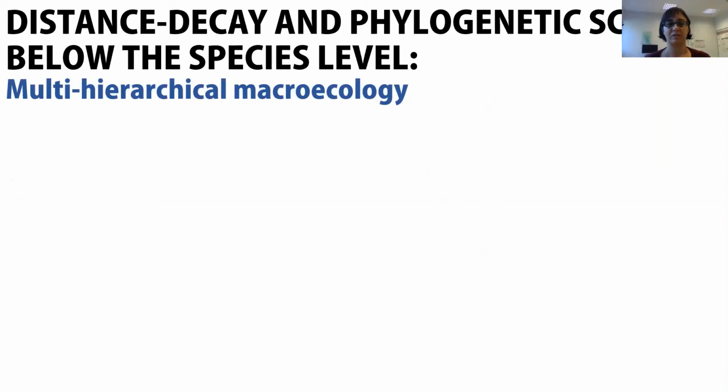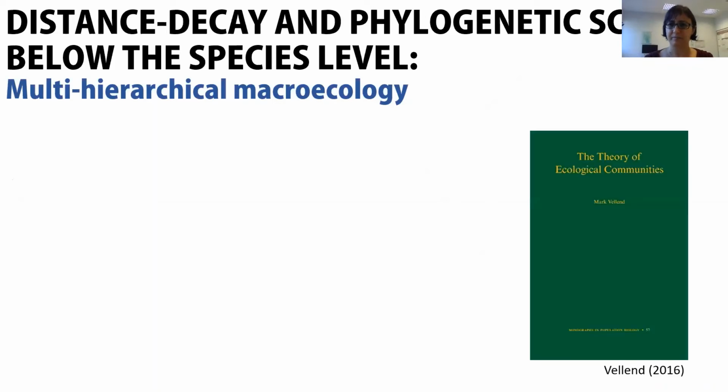And why is that interesting? Well, we have developed this framework, and Andrés Baselga in one of his papers termed it multi-hierarchical macroecology, but it is founded on the ideas that have been wonderfully explained by Belen in this book, that there's some analogy between the processes acting at the genetic and at the species level, and this can be very helpful to understand what is going on in our biological communities.